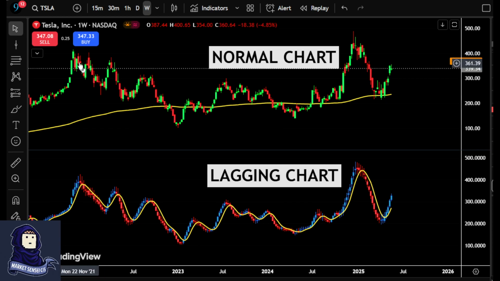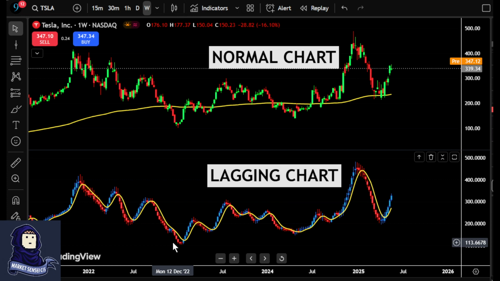So yes, you can see this is Tesla. From here we can see that the price bounces around a lot in the normal chart. This is the 200-week moving average on a weekly chart. When it goes down from here to here, you can see there's a lot of ups and downs, a very uneven chart. But if you look at the lagging chart, it shows the trend quite clearly, right? Very nice curves and everything, all smoothed out.